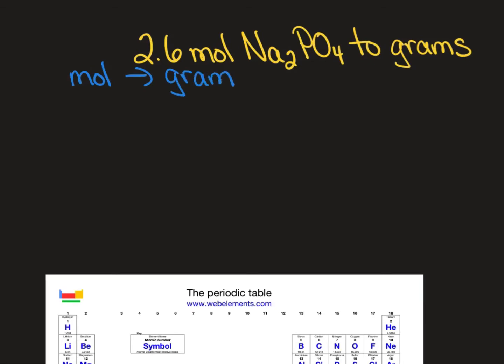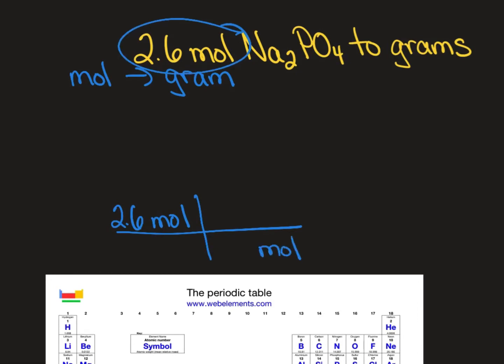So we can set our t-chart up, and this kind of tells us what we're going to do. We're going to start with 2.6 moles, and that number we get from our problem. So that tells us right away that mole is going to go on the bottom, grams is going to go on the top. But we need the numbers that go there.